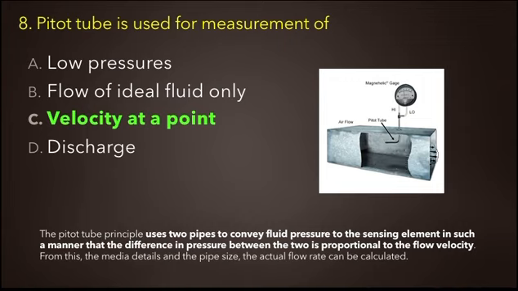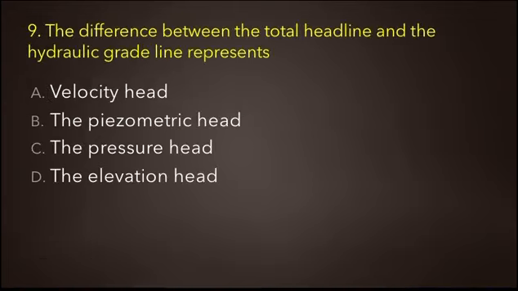Velocity at a point. The Pitot tube principle uses two pipes to convey the fluid pressures to the sensing element in such a manner that the difference in pressure between the two is proportional to the flow velocity. From this, the media details and the pipe size, the actual flow rate can be calculated.